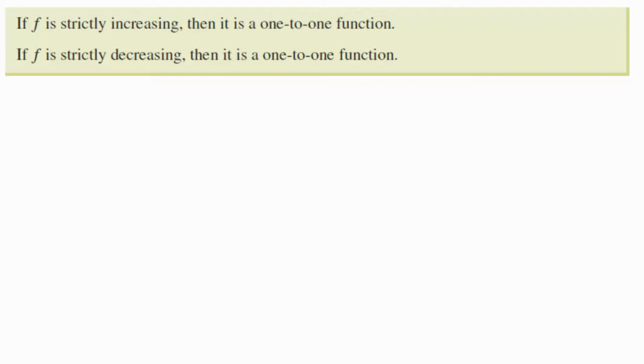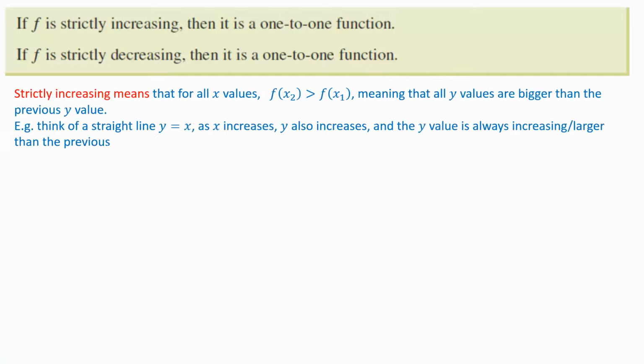Today's session: strictly increasing and strictly decreasing. What does that mean? By definition, it simply means, and I've written here, f of x2 is greater than f of x1. All I'm really trying to say there is that for every y value, as you move along the x-axis, it is always bigger than the previous. That is strictly increasing. Okay, yes?